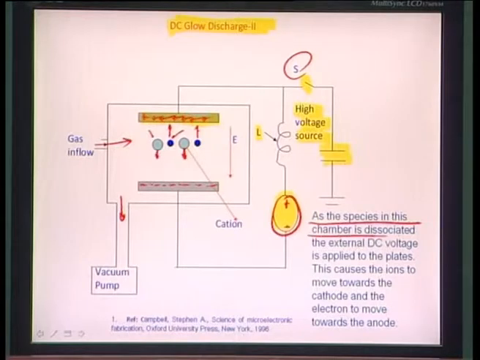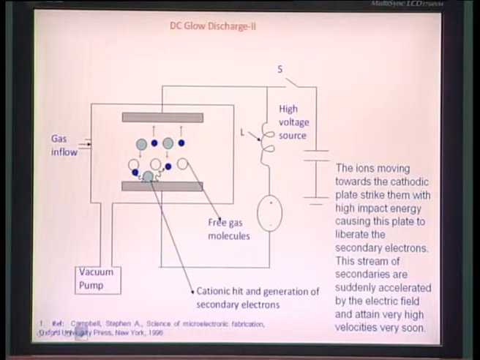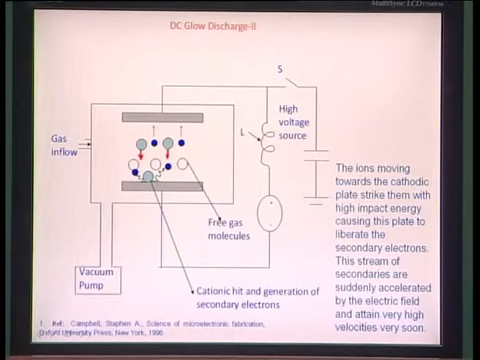So as the species in this chamber is dissociated, the external DC voltage applied to the plates causes the ions to move towards the cathode and the electrons to move towards the anode. Now this is actually a blessing in disguise, because the ions moving at high momentum would strike the cathode. They would almost always generate additional electrons, because of photoelectric and thermionic effects. So the ionic momentum passed on to this charged cathodic plate would result in generation of secondary electrons. As you can see, these two blue electrons generated along this curvy path in the illustration are secondary electrons, generated almost immediately because of the striking of this heavier atom on the negative, cathodic plate.